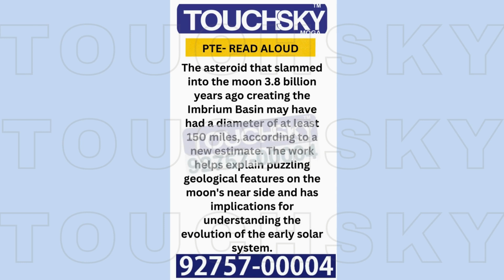The asteroid that slammed into the moon 3.8 billion years ago, creating the Imbrium Basin, may have had a diameter of at least 150 miles, according to a new estimate. The work helps explain puzzling geological features on the moon's near side and has implications for understanding the evolution of the early solar system.